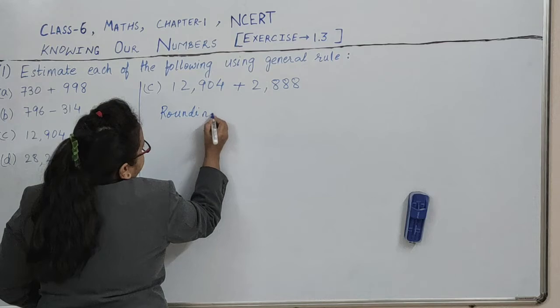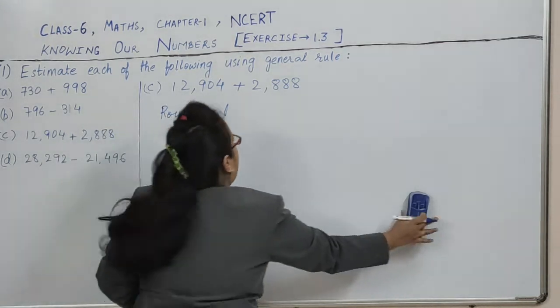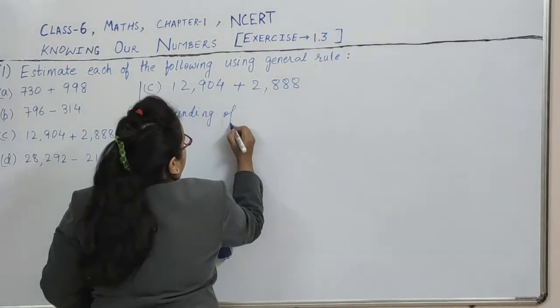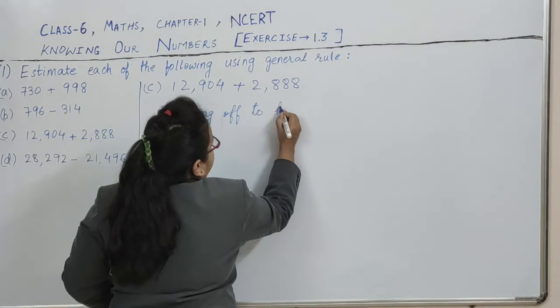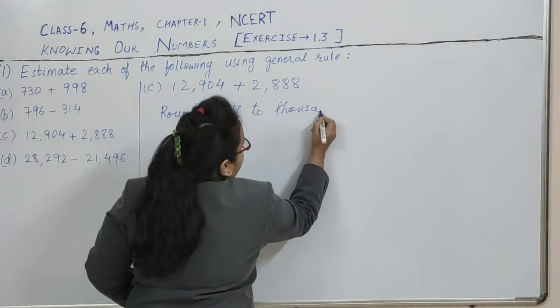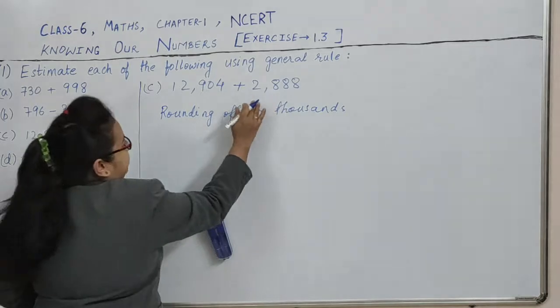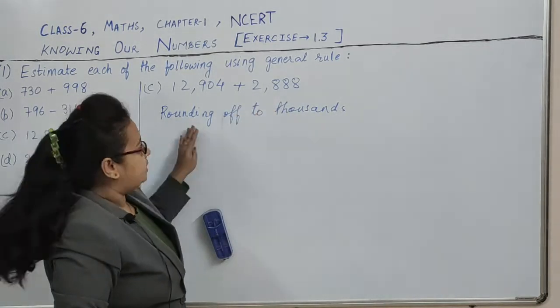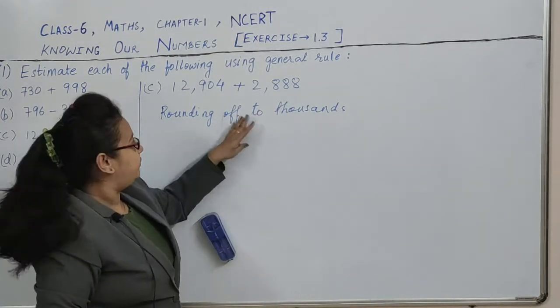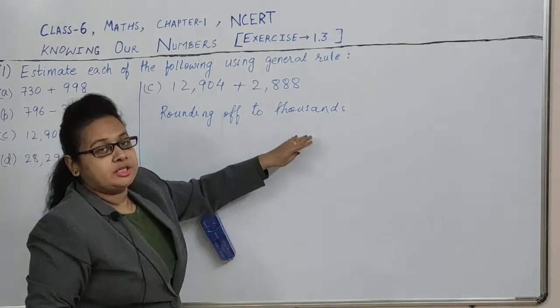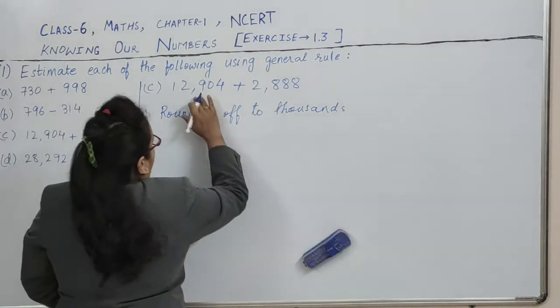Rounding off to thousands, because both the numbers are in thousands, means the greatest place is thousands. So we will round off both the numbers to thousands. This is the general rule. So what will this be?